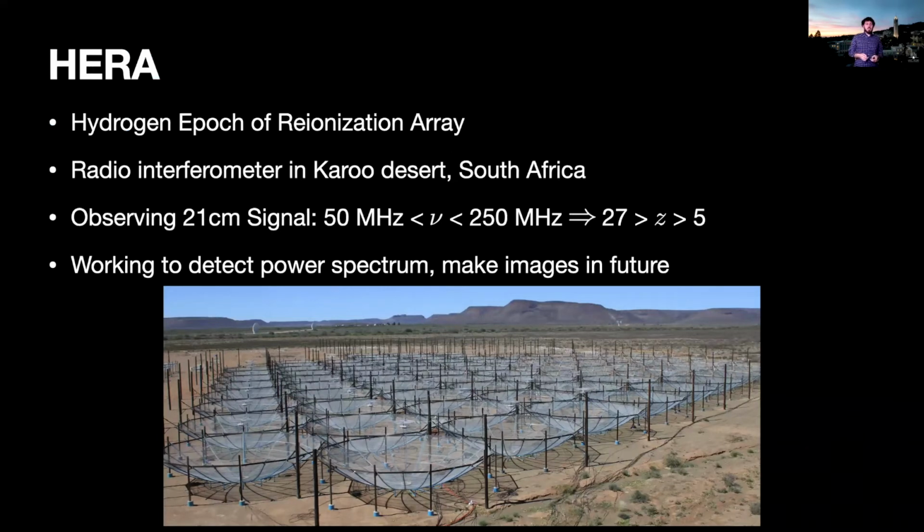So one way we actually try to measure it in practice is by using radio telescopes. And one such instrument to do this is the Hydrogen Epoch of Reionization Array, or HERA. So this is a radio interferometer in the Karoo Desert in South Africa, and it's observing the 21 centimeter signal between about 50 and 250 megahertz. So again, because frequency converts into redshift, we're able to probe from redshift 5 to about 27. So again, we can cover the entire part of the universe's history that we're interested in.